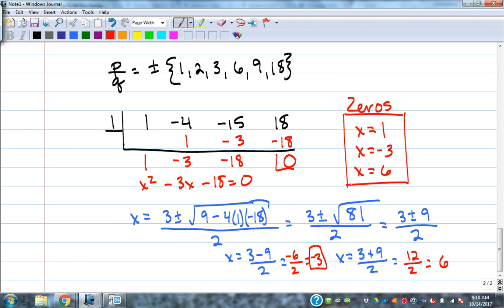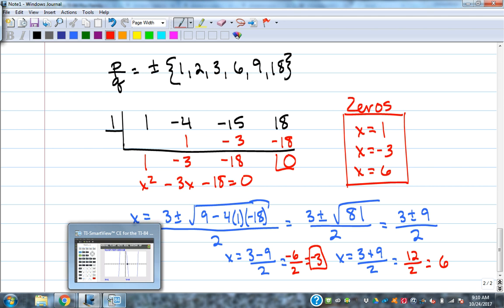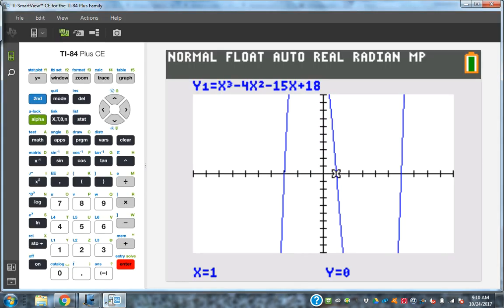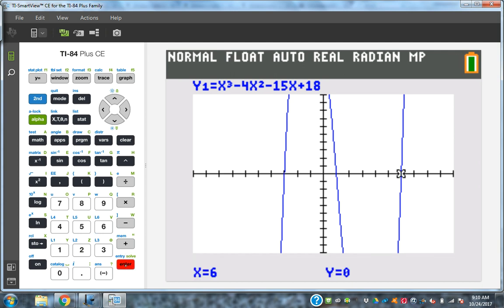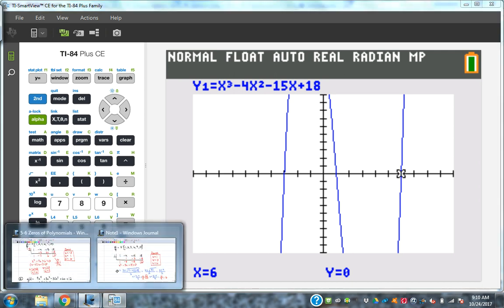Those are my zeros. Just so happens this one had all rational zeros. They don't always do that. It's nice when they do because I can verify that those are correct by looking at the graph and seeing where it crosses the x-axis. We already knew it crossed at 1. At negative 3, it also crosses. And at 6, it also crosses. 3 places. Okay. Because they're all rational doesn't necessarily mean that it's always going to be that way.